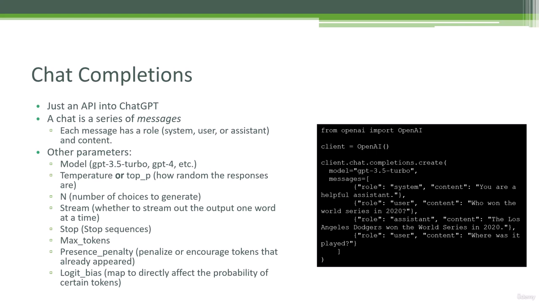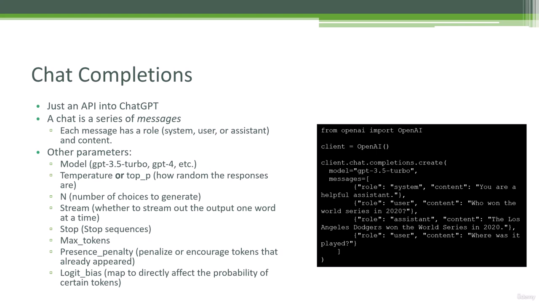You can also specify a stop sequence. So if you fine-tuned this model somehow using your own stop token, you might need to specify what that token is so that it knows when to stop talking. Also, there's max tokens, the maximum number of tokens you want to output, if you want to control your budget there. There's also something called presence penalty, where you can penalize or encourage tokens that already appeared, so you can try to prevent it from repeating itself that way.